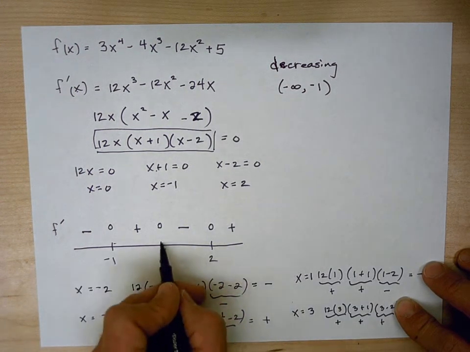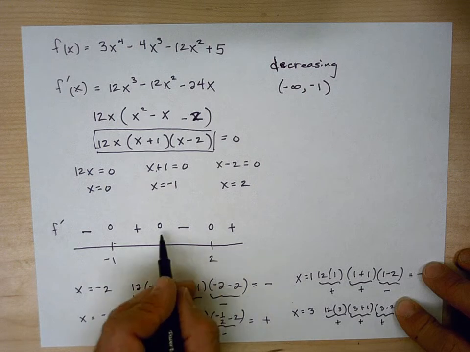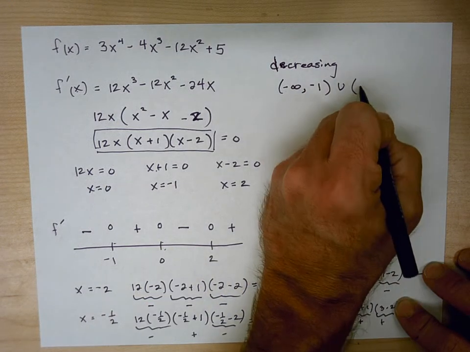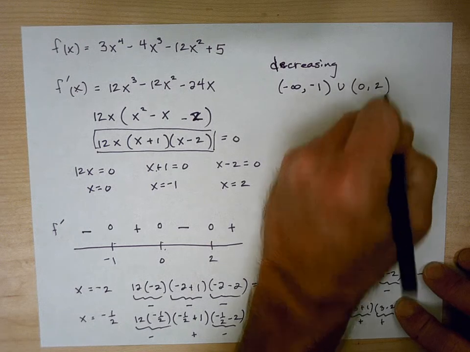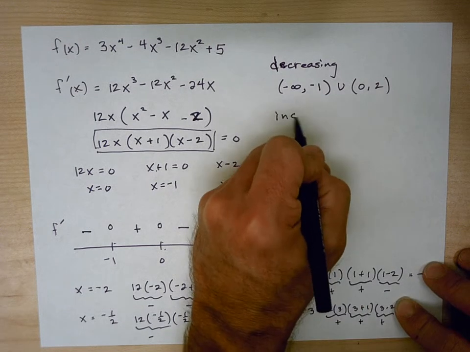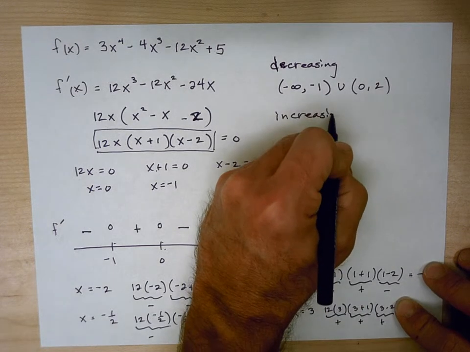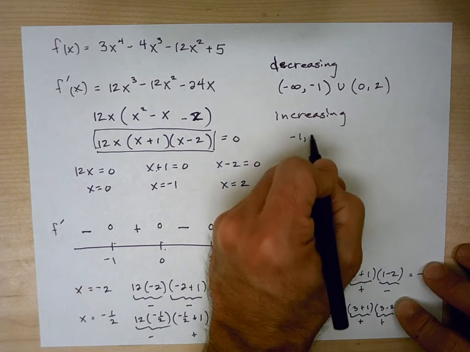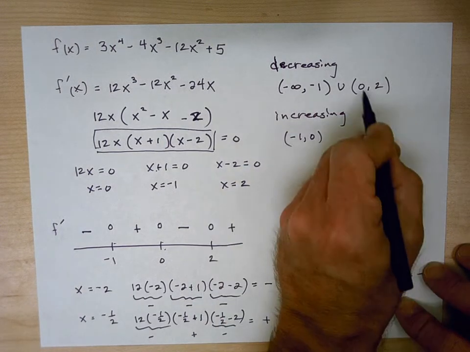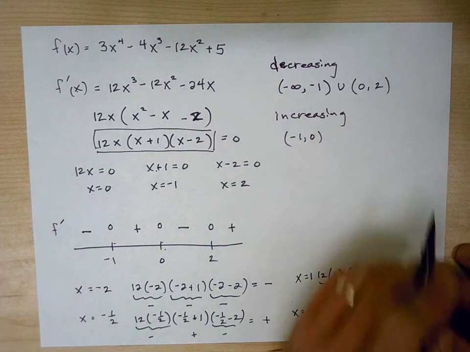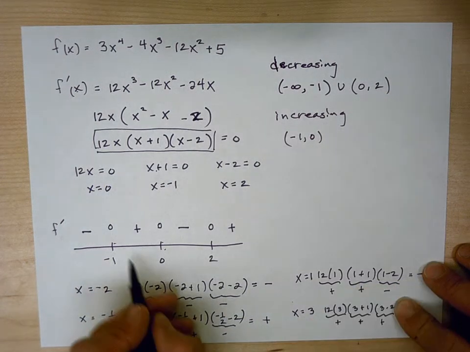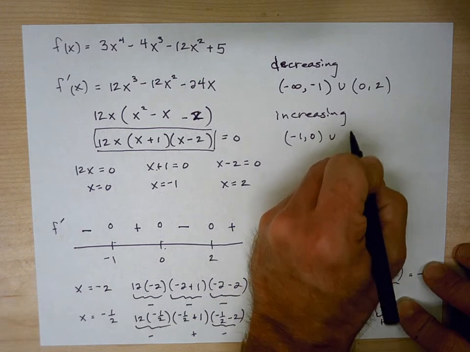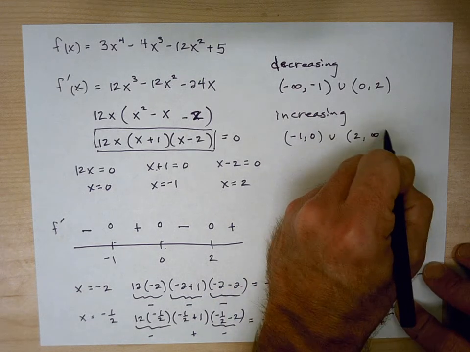And then I have this other interval in here where it's decreasing, so I can union this with the interval from 0 to 2. And then increasing, right, I have this interval here from negative 1 to 0. Again, these are open intervals. It doesn't include the endpoints because we know the derivative at the endpoints is 0, so it's neither increasing nor decreasing. So I've got negative 1 to 0, and then I can add to that 2 to infinity.